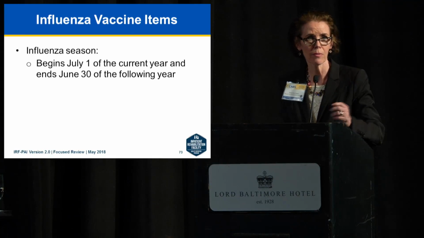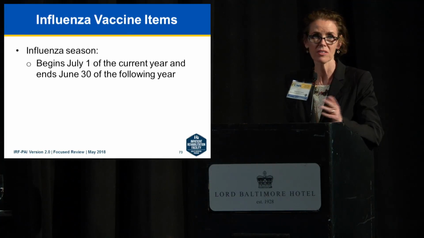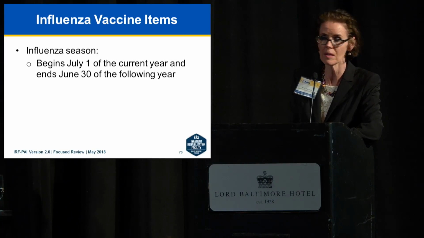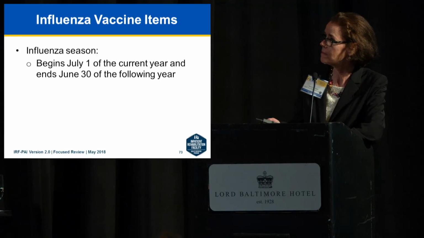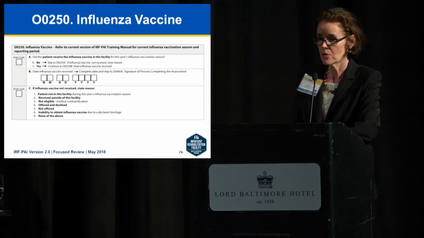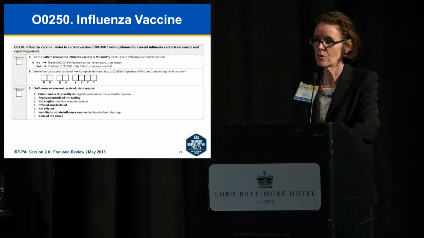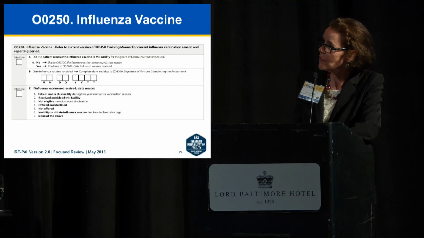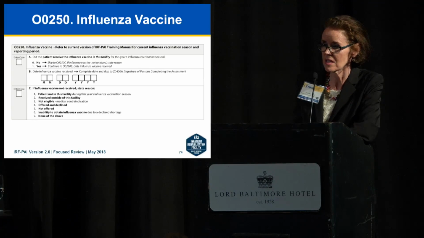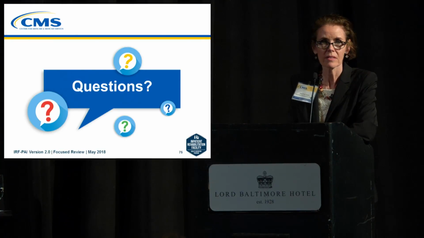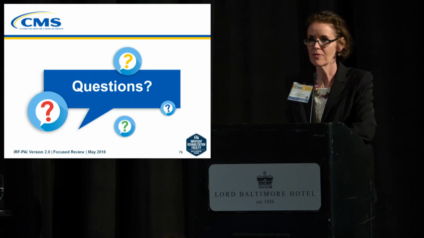I know I work with a group up in Massachusetts, and they also had it. I don't know if in the rest of the country it was as devastating, but it was a big surprise to us. So here's what the IRF-PAI looks like for item O0250, influenza vaccine. For those of us who do this, we recognize this. We want to record this and make sure that we get the dates correct. And kudos again to our friend over here at the table who spearheads that in his facility.